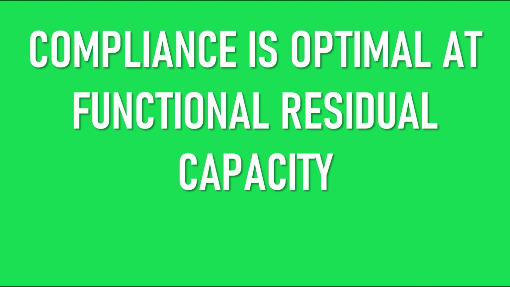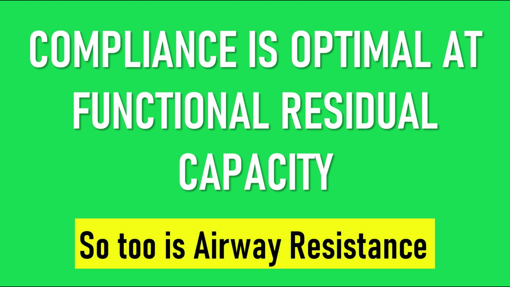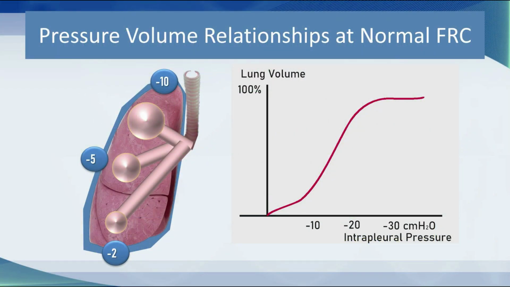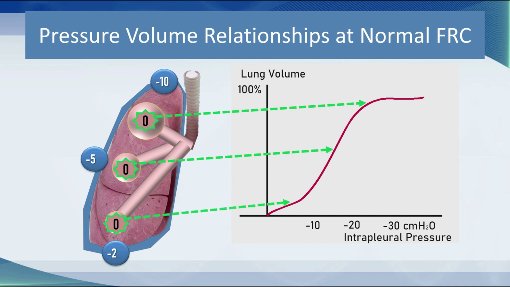Compliance is optimal at functional residual capacity, and so too is airway resistance. This is a volume pressure curve for a normal person at normal FRC. Recall that the anterior apical segments of the lungs are the most inflated components at end exhalation. They inflate little with tidal breaths, so they appear on the flat part of the volume pressure curve. They are poorly compliant. In the middle zones, the lungs are moderately compliant, and in the bases, the lung units are highly compliant. They inflate well and they ventilate well.